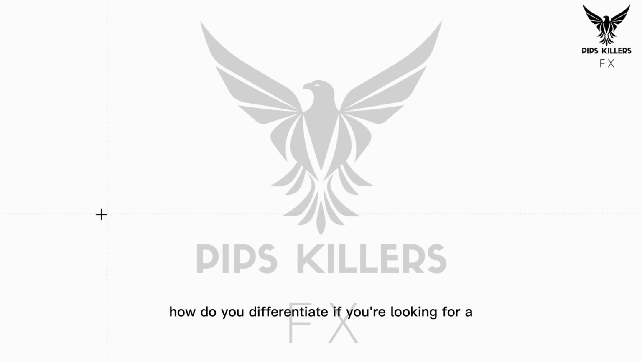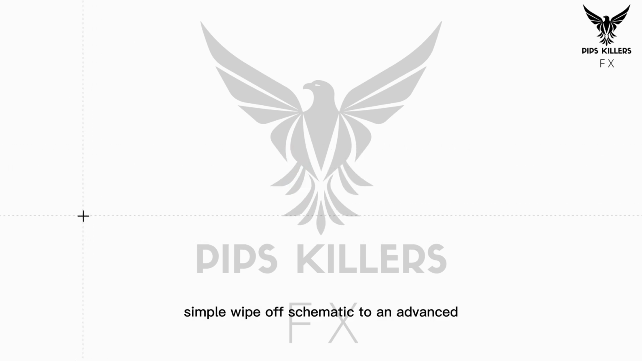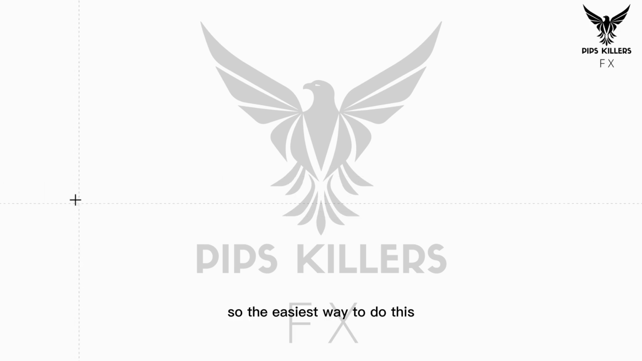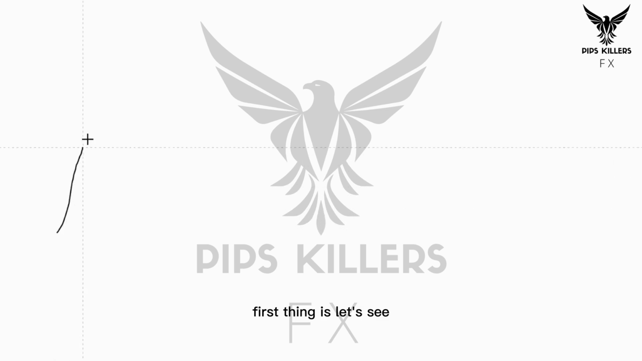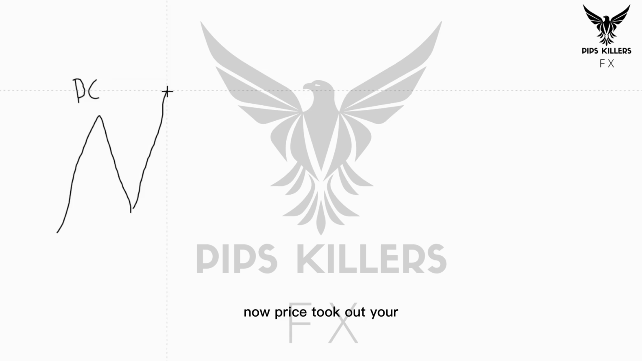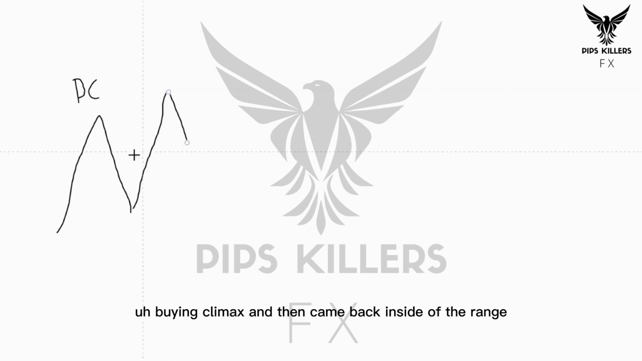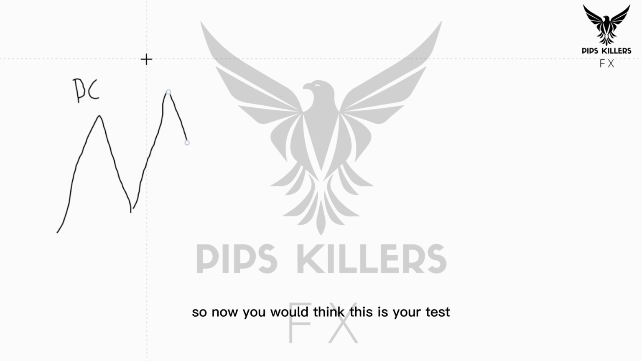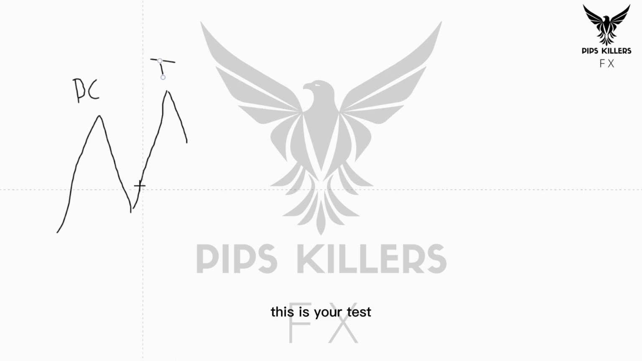So the question here is, how do you differentiate if you're looking for a simple Wyckoff schematic to an advanced? So the easiest way to do this, and it's not as hard as you think. First thing is, let's say this is your buying climax, right? This is your buying climax. Now, price took out your buying climax and then came back inside of the range. So now you would think this is your test. So far, you're right. This is your test.